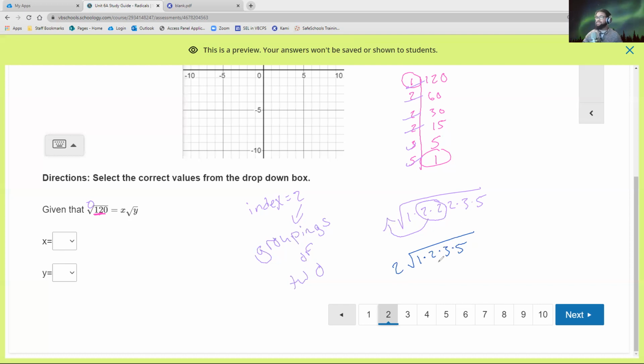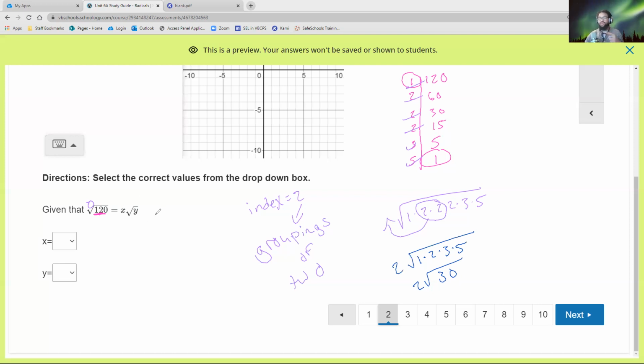And this last step is where I go and I simplify everything. I have 2, square root 1 times 2 is 2, 2 times 3 is 6, and 6 times 5 is 30, all right? So we end up with 2 roots 30. And these are the values that we have for our x and our y. We see in this position, we have an x, which is 2, and then we have a y.